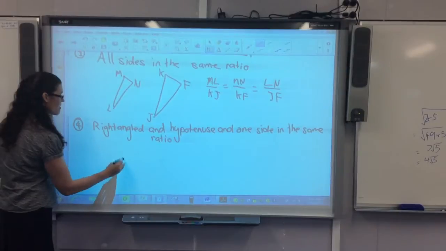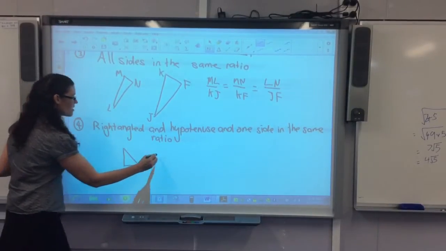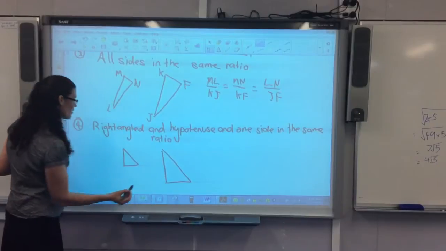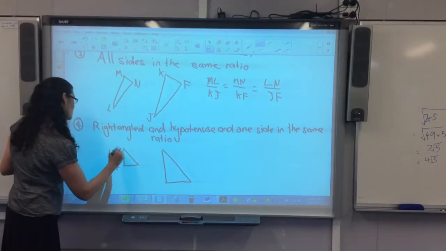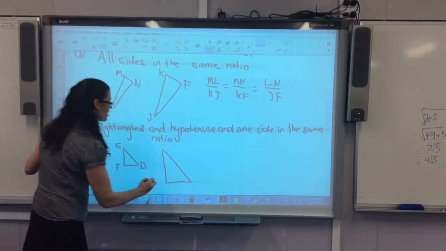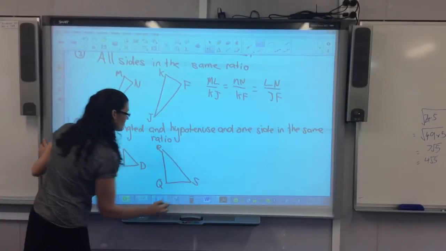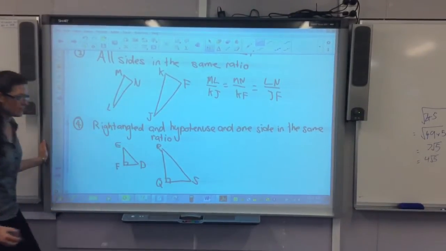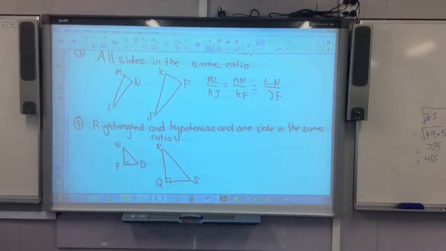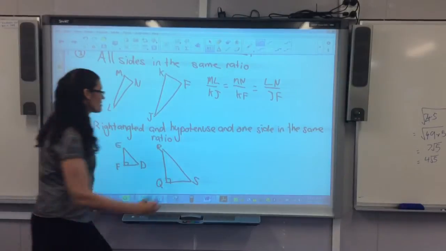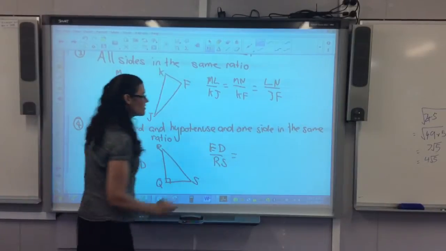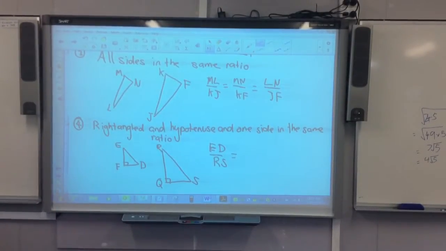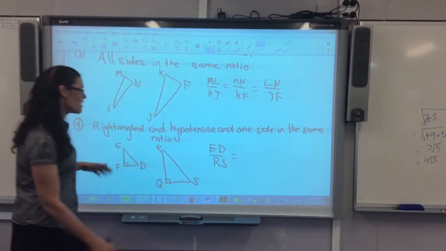Yeah. So I'm going to have a little one here and a big one here. I'm going to call this one RHS. FED, and we're going to call this one QRS. Now they've both got to have a right angle. Now it needs to be the hypotenuse and any other side. So the hypotenuse is ED and RS. So ED over RS has to equal one of the other sides. It doesn't matter which one. Okay, I'm just going to do the basis for now, FD on QS, but if you had the other one, that would be fine.